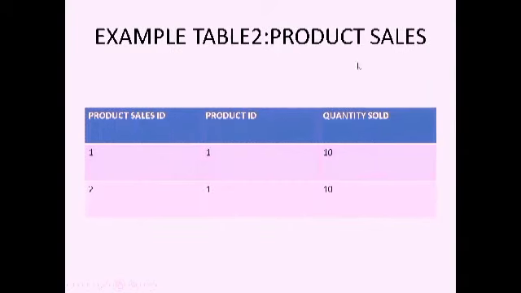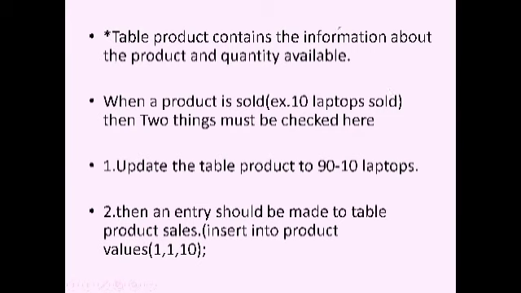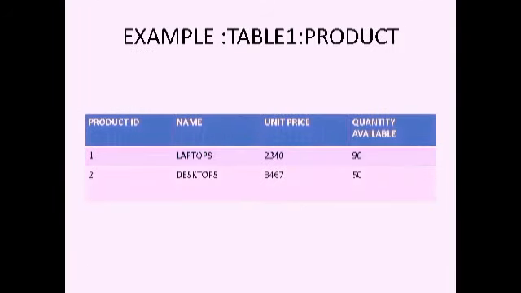Now coming to table 2, which is called product sales. Here we have 3 columns: product sales ID, product ID, and quantity sold. Product sales ID is 1, 2, product ID is 1, 1, and quantity sold is 10, 10. So the table product contains the information about the product and the quantity available.